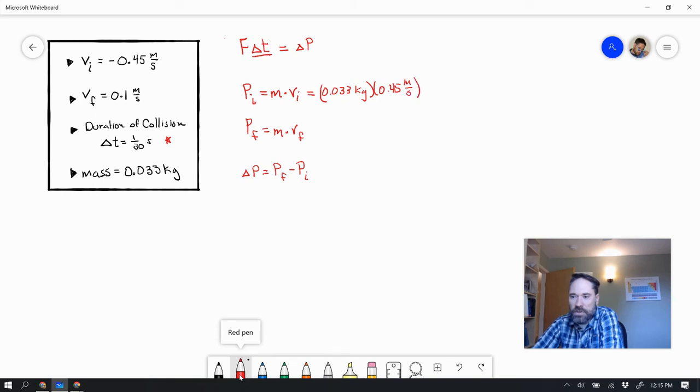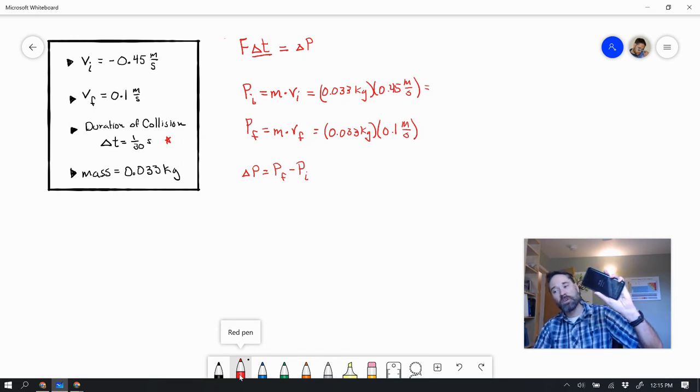If I multiply those two things together, I get my momentum. I'm going to set up the other pieces here along the way so that I can do them all at once. Oops, not 3, but 0.033 kilograms. And I'm going to multiply that times my final velocity, which is 0.1 meters per second. This is going to give me my momentum before the collision and my momentum afterwards. I'm going to grab my handy-dandy calculator to solve this, because why not?